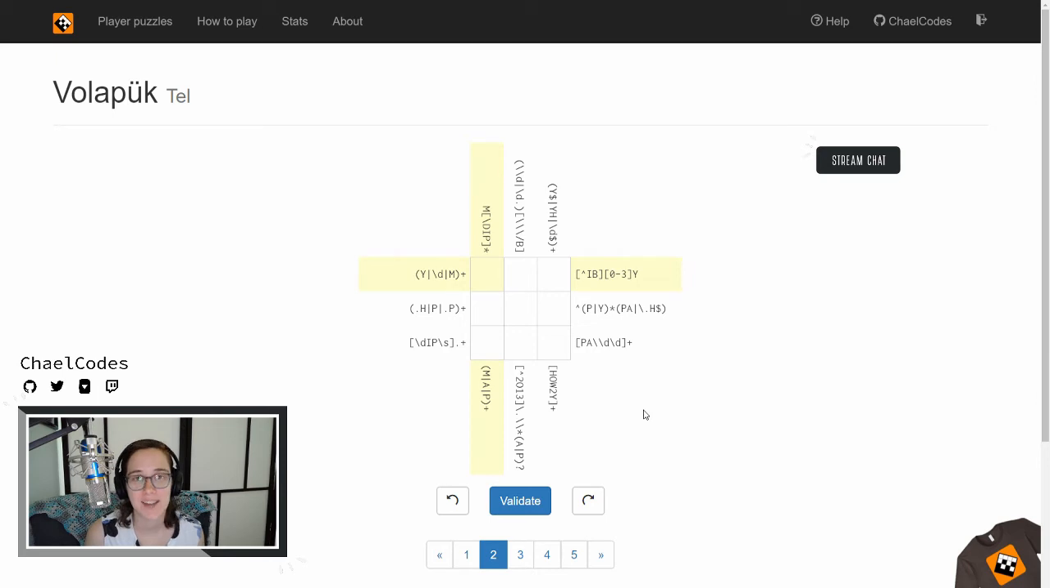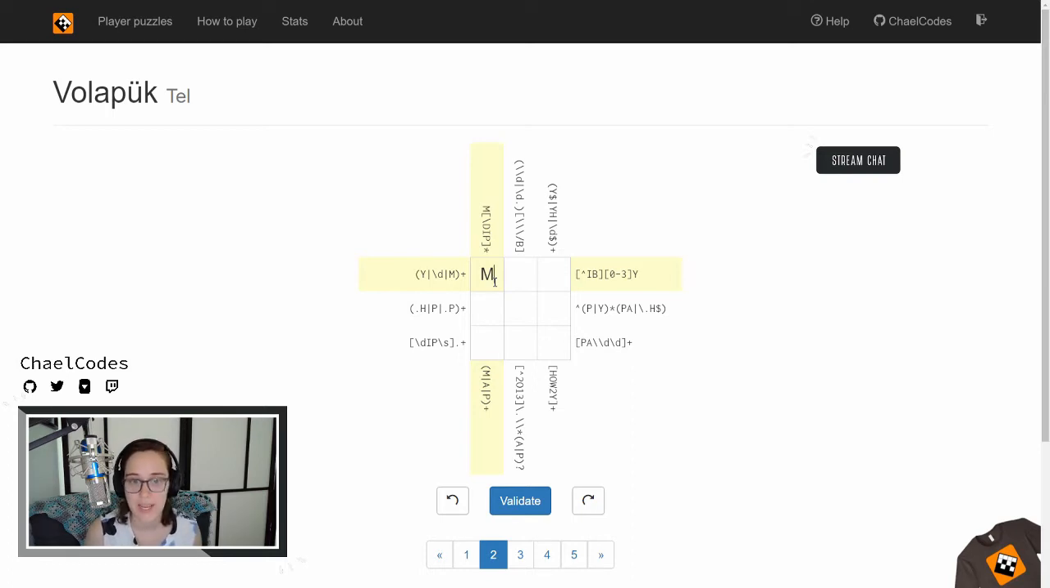I love this top regex pattern because it just starts with an M with no modifiers. So I know that that absolutely has to be an M. If I look at my left regex pattern, this validates because I can have Y or a forward slash D, which is any digit, or I can have an M. So my M validates. If I look at my right regex pattern, I see these square brackets that say not I or B, and M is neither of those, so I'm good.